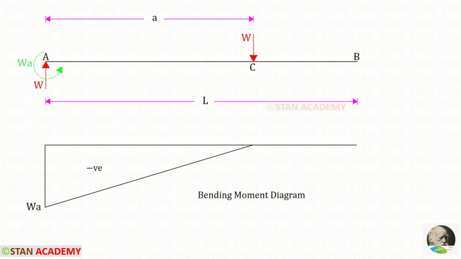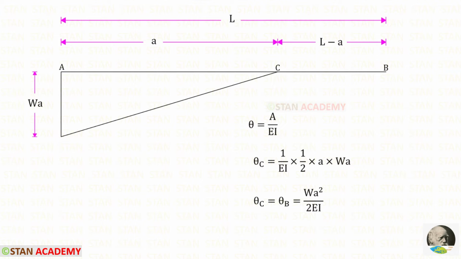We know that in the point C and B, the moments are 0. Right of A, it is WA, and left of A, it is 0. Using that, we can draw this diagram. Using this bending moment diagram, we can find the slope and deflection in the point C and the point B. To find the slope and deflection, we can use the moment area method.